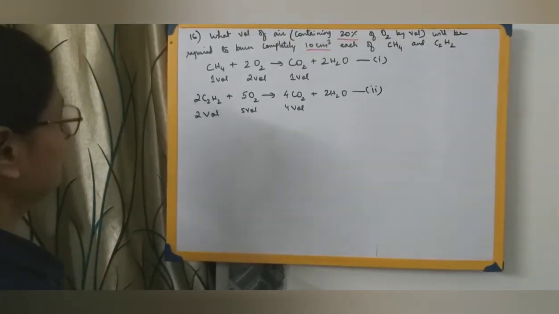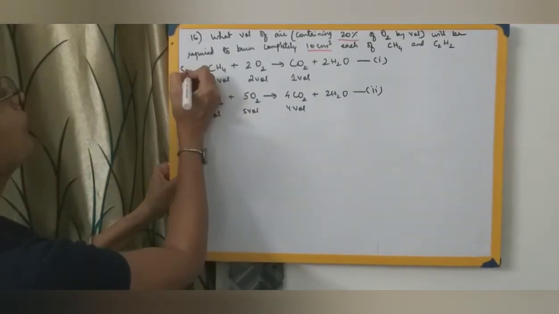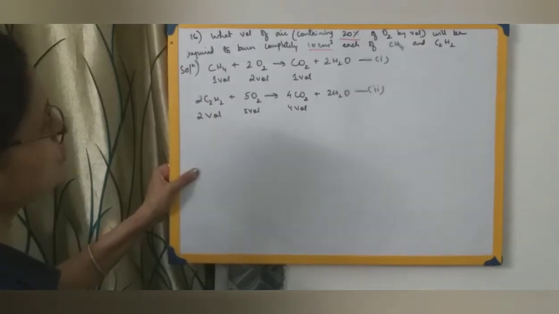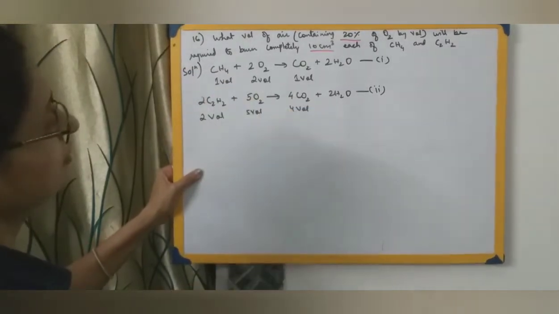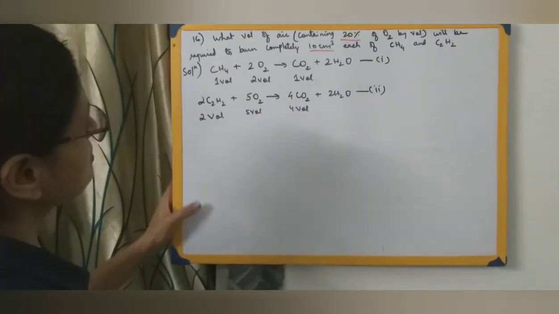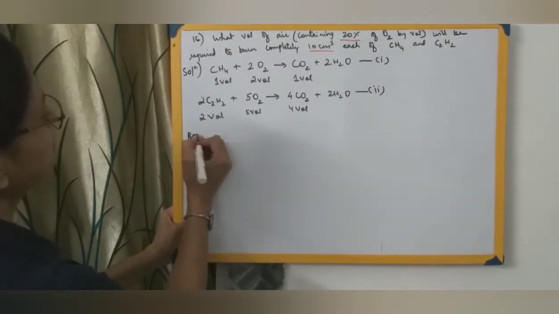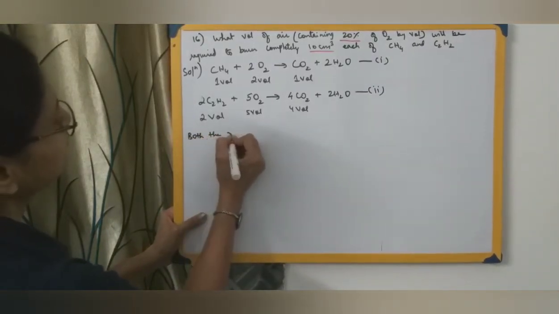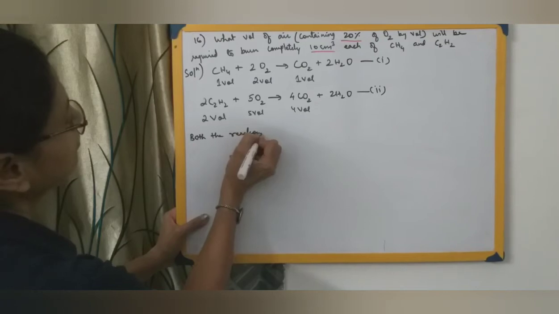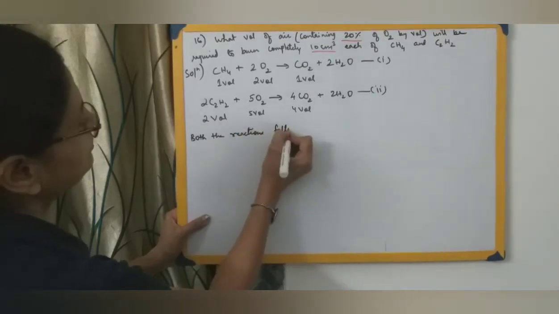So again, our first step remains the same: you copy down both these equations, you write down the stoichiometric proportion, and you number both the equations. Both the equations for both the reactions follow Gay-Lussac's law.